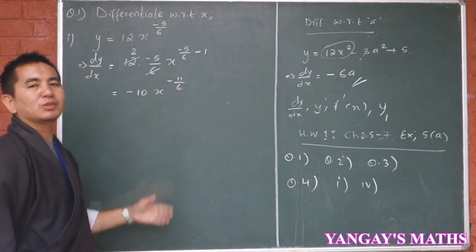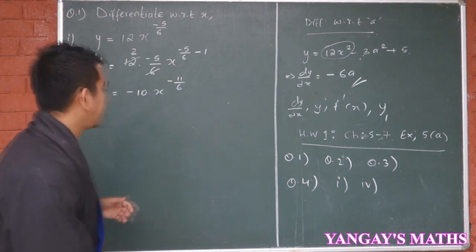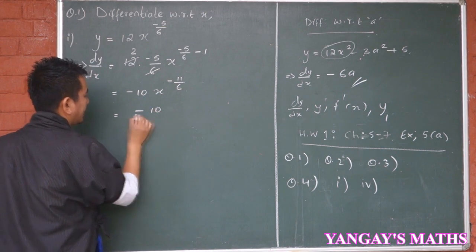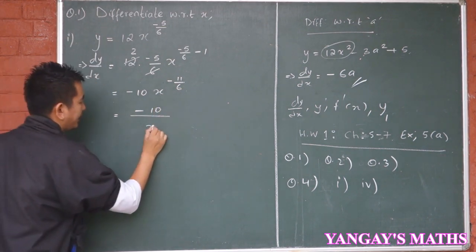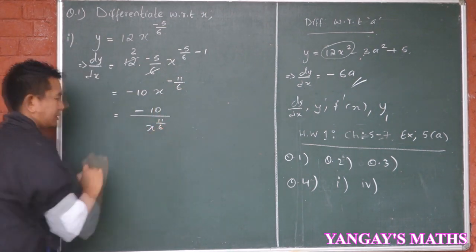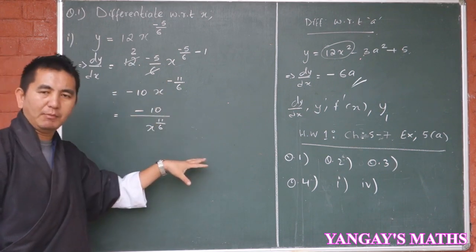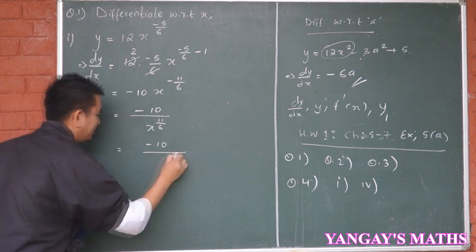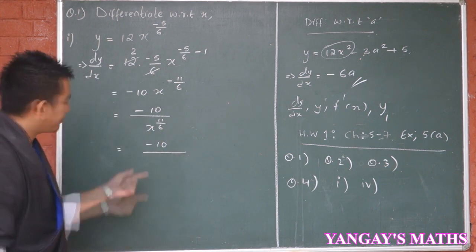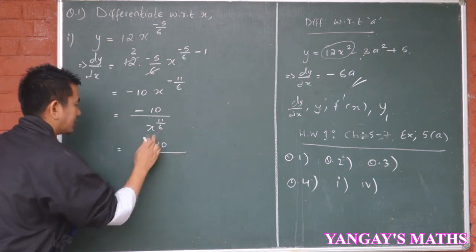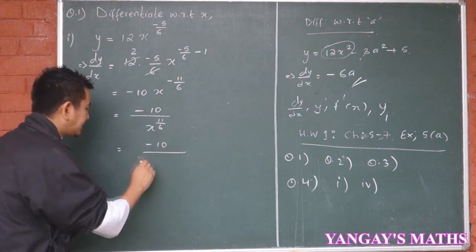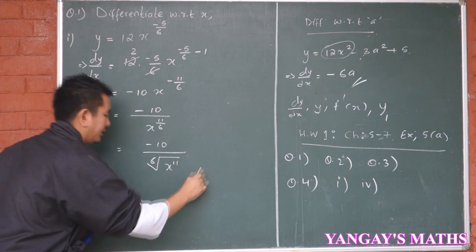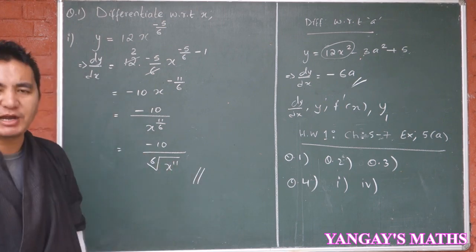Then next one, you simplify to the last, okay? Now do not keep it here. I can write this one as negative 10, bring this x down, becomes x raised to 11 by 6. Minus 11 will become positive 11 by 6, which is equivalent to negative 10 divided by, shall I change into root? Make sure you give the final answer in root, okay? This becomes an index. Index is 6. 6th root of x raised to 11. This will be the final simplified answer.